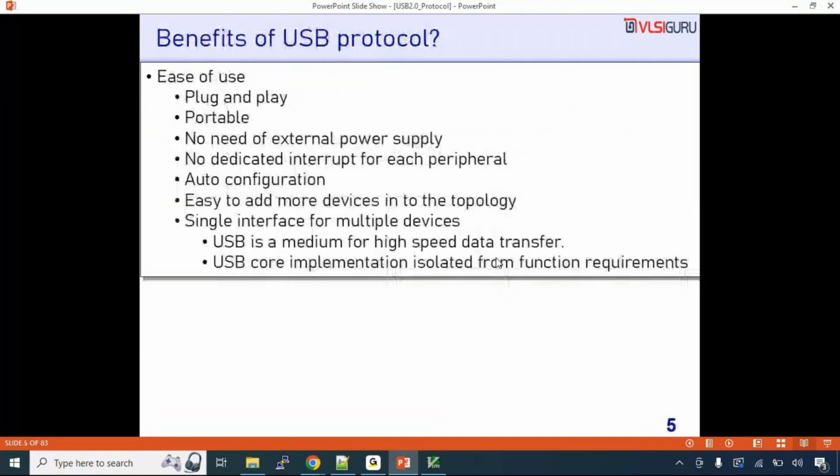Next. What are the benefits of the USB protocol? Why is USB important? It is because of the benefits offered by the USB protocol. What are the benefits offered? The first thing is ease of usage. All of you have been using USB for a long time. Can someone tell me what you think are the benefits of the USB protocol?